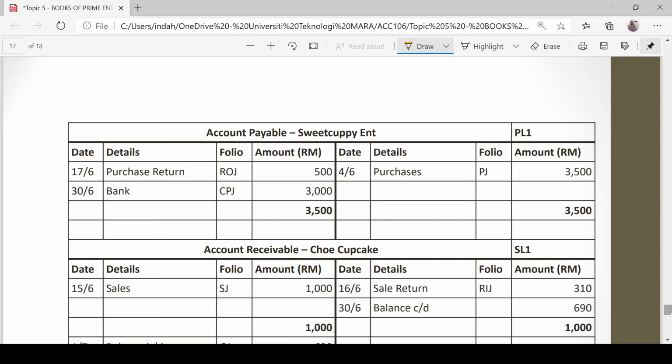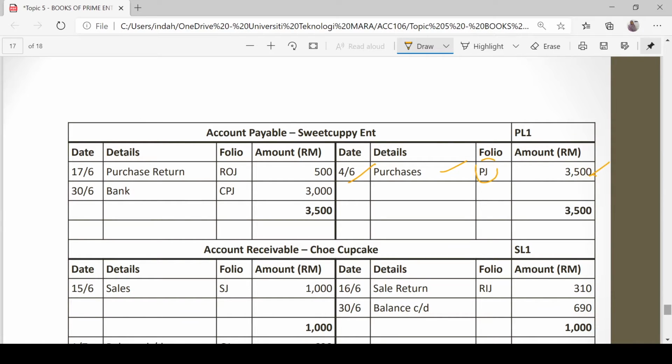Account payable is a liability. Increase in liability, you credit. What happened here is that in the purchase journal we don't have any indication for debit or credit. It is something that you should know. The account Sweet Copy is a liability, so for an increase in liability, we credit. Any addition to a liability account, we credit. So we are going to credit that. 4th of June, from the purchase journal, so the details is purchase.